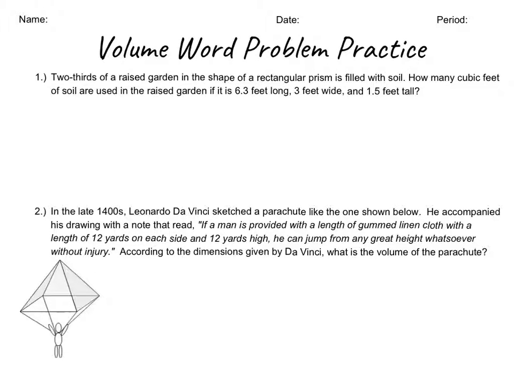Number 1, it says 2/3 of a raised garden in the shape of a rectangular prism is filled with soil. How many cubic feet of soil are used in the raised garden if it is 6.3 feet long, 3 feet wide, and 1.5 feet tall? The key words say 2/3 of it. So we have to find length times width times height, but then find 2/3 of it. Approach it how you think you should attack the problem, and then we're going to talk about it in a minute.